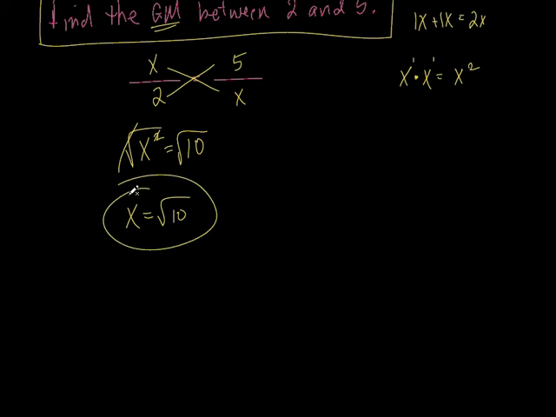That's all there is to find the geometric mean. It's just setting up a little proportion, cross-multiplying, and then just solving for x, getting x by itself. That's all there is to it. It's not that hard at all, is it? All right. Let's do another one.